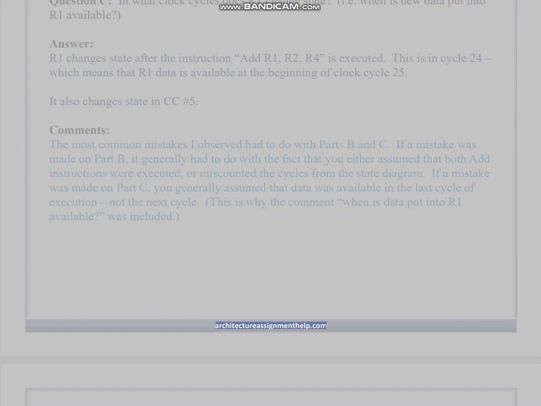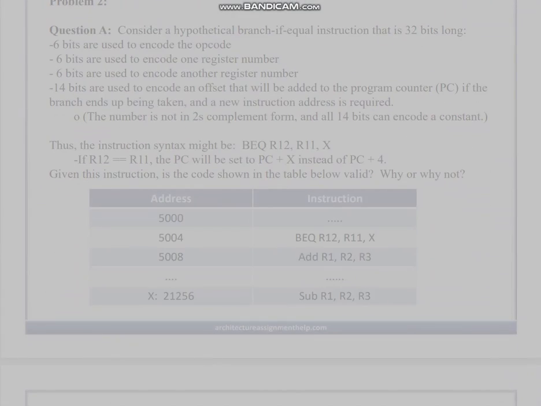Problem 2. Question A. Consider a hypothetical branch-if-equal instruction that is 32 bits long. 6 bits are used to encode the opcode, 6 bits are used to encode one register number, 6 bits are used to encode another register number, and 14 bits are used to encode an offset that will be added to the program counter, PC, if the branch ends up being taken, and a new instruction address is required.